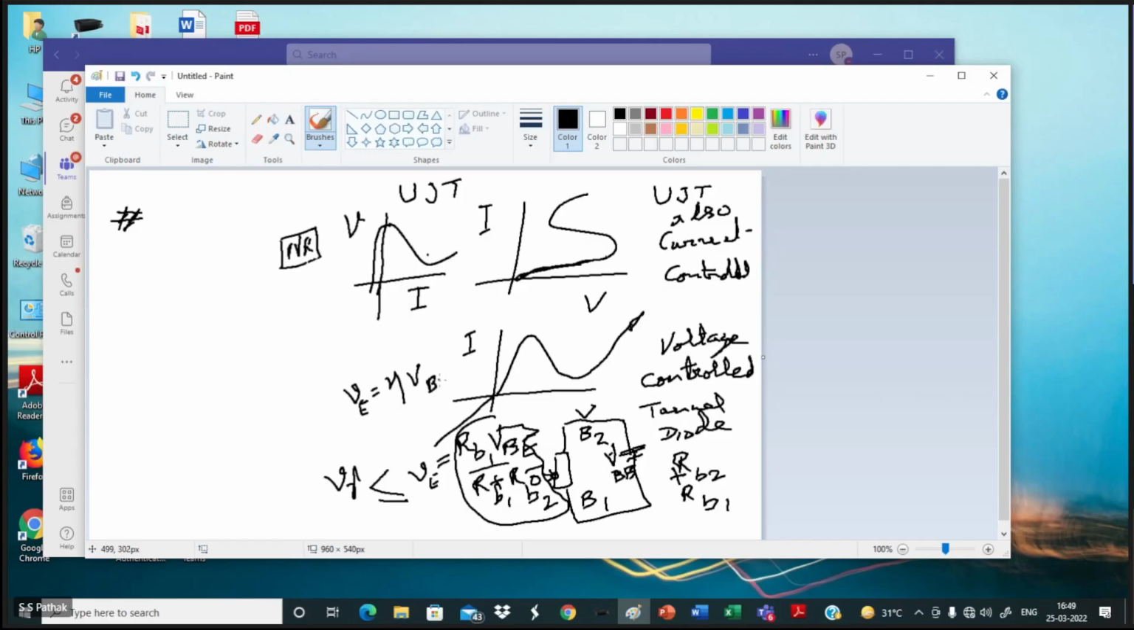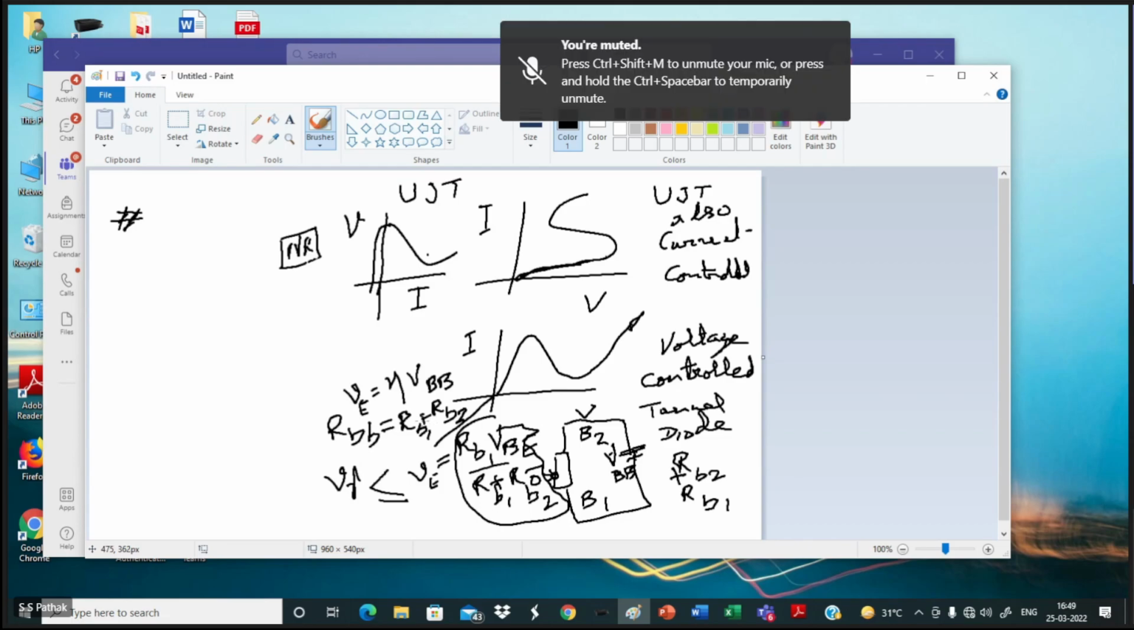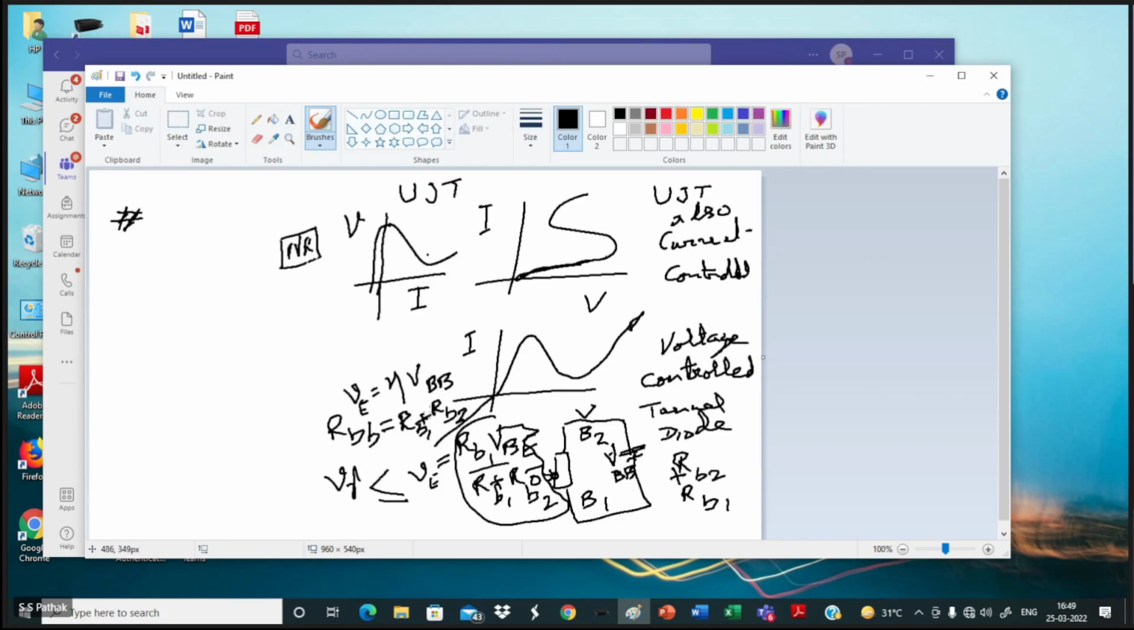eta VBB. RB1 plus RB2 we call the base to base resistance, RBB. Plus RB2. These are some of the points I have highlighted for you to start answering the questions if somebody is asking.